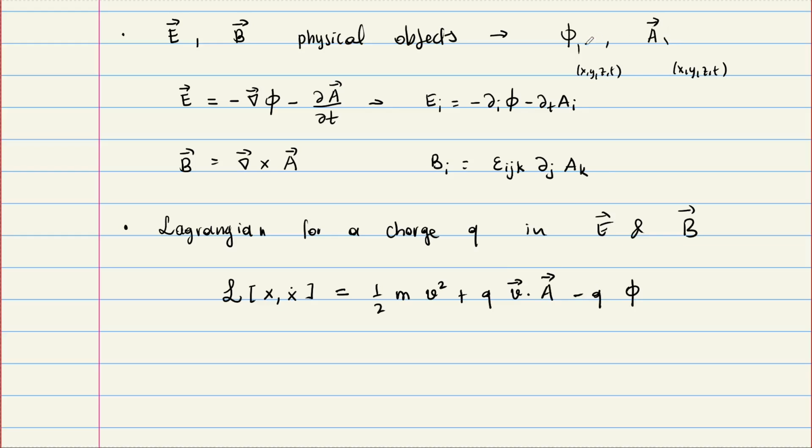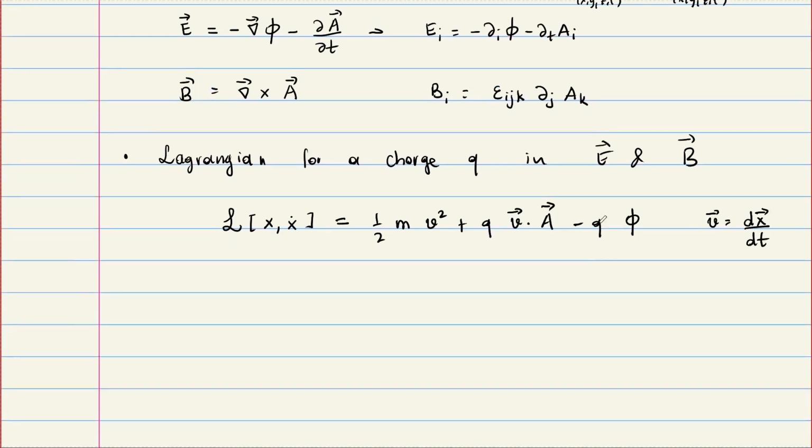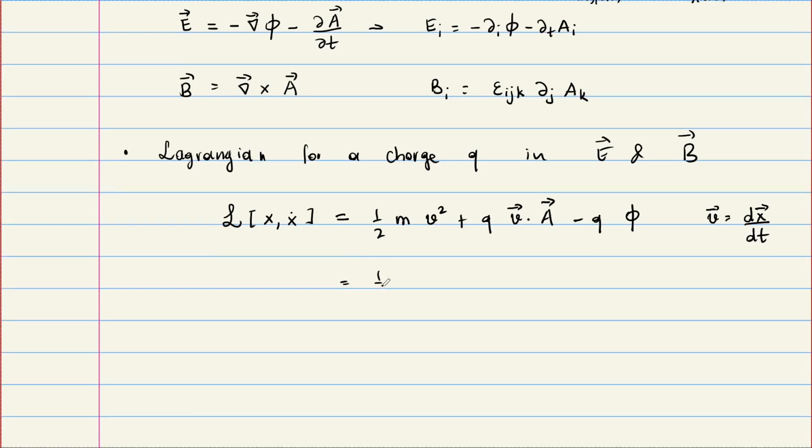Again, this A and phi are x, y, z, t dependent. And here I want to use v to be dx/dt. Or if I want to use the summation convention, this is going to be 1/2 m v_i squared plus q v_i A_i minus q phi. Good? These repeated indices are summed over. There's also a repeated index here because it's squared.